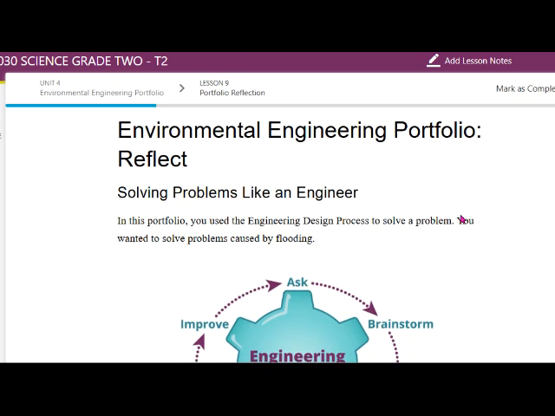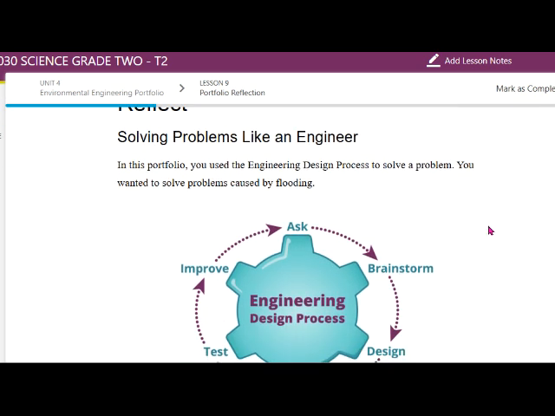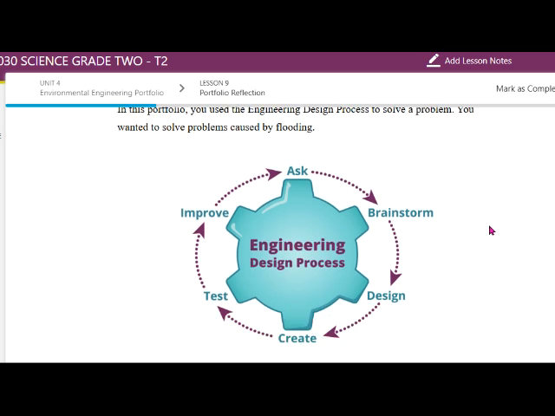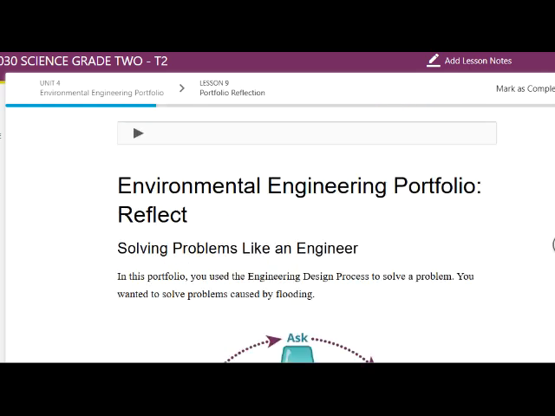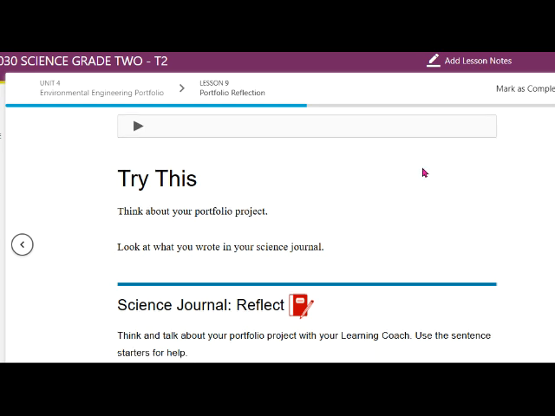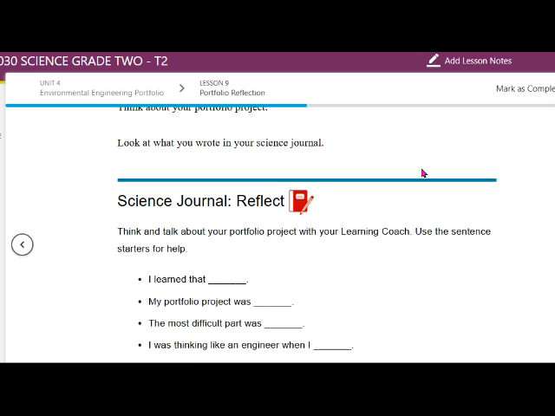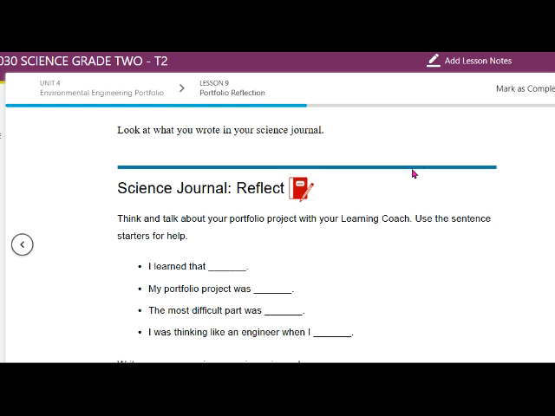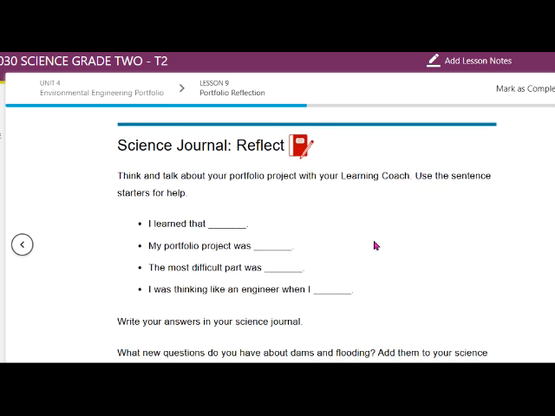In this portfolio, you use the engineering design process to solve a problem. You wanted to solve problems caused by flooding. Ask, brainstorm, design, create, test, improve. You did it all. Think about your portfolio project. Look at what you wrote in your science journal. So go back to all those pages and do like a little review of all of the information that you've done. Then think and talk about your portfolio project with your learning coach. You can use these sentence starters for help.